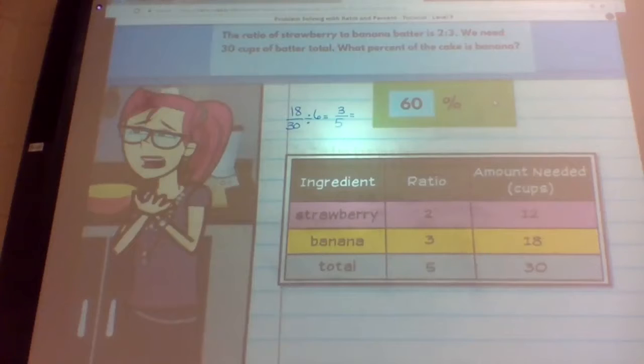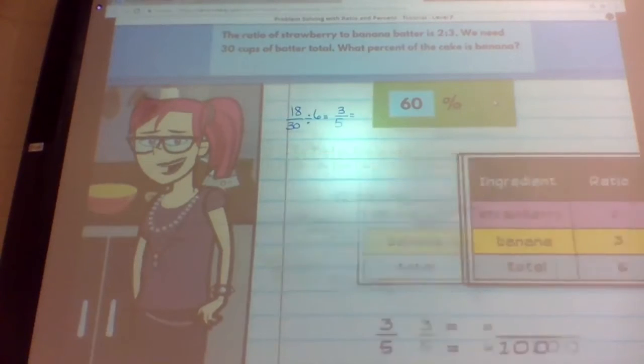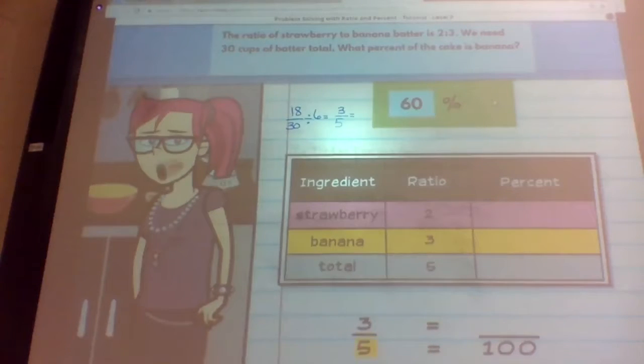Yep, just a little over half. Let's see. We can multiply 5 by 20 to get 100. So all we have to do is multiply 3 by 20 to find the percent of the cake that's bananas. 60%.